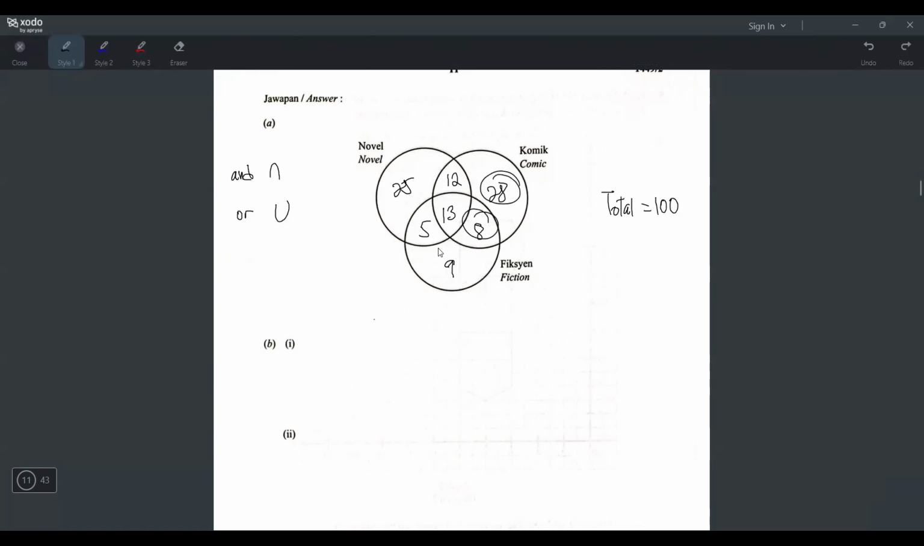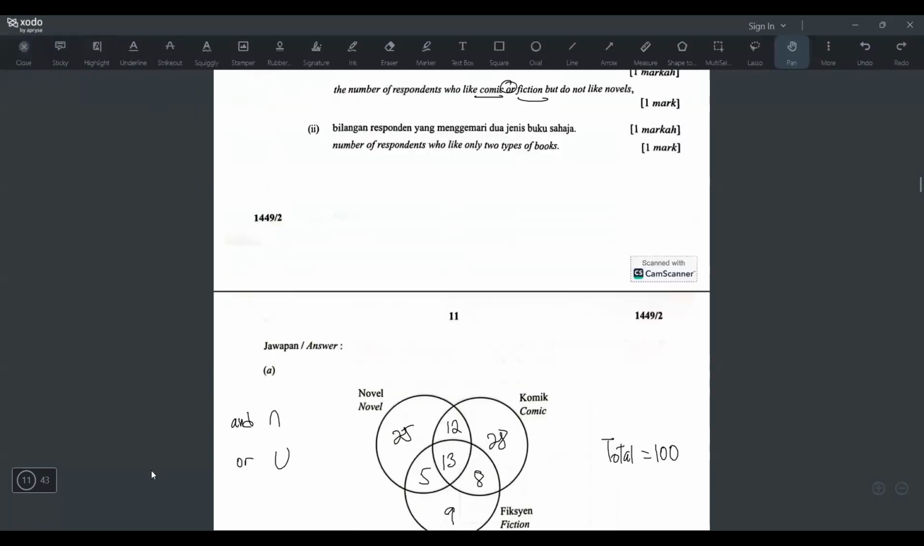Understand, right? Why you don't take the 12, 13, 5 is because these 12, 13, 5 are people who like novel. So you have to take all this shaded region except the ones that overlap with novel. So it's just 28 plus 8 plus 9. So you just press this, then you get the answer already. 45, right? Okay, let's do the last part.